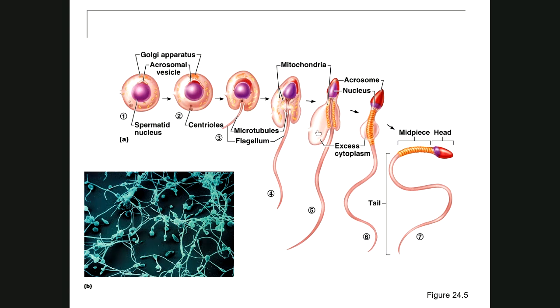Why do we need to remove this excess cytoplasm? Because we want to make the sperm as light as possible. When it becomes lighter, it can swim faster. So this excess cytoplasm comes out, and it is phagocytosed by the Sertoli cell. The Sertoli cell can take it and phagocytose this part. And at the end, you can see the sperm.